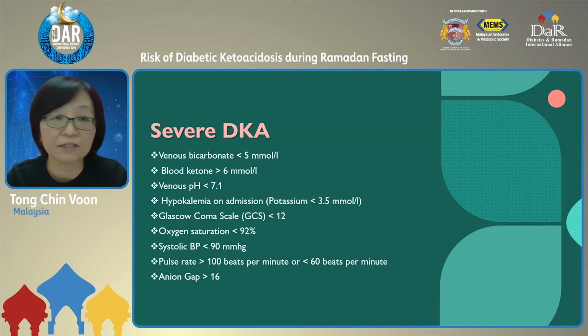This includes venous bicarbonate less than 5, or venous pH less than 7.1, a high blood ketone of more than 6, hypokalemia on admission, because we know that the intravenous insulin infusion that we give for treatment will cause the potassium to go lower. So if you start off with a low potassium, that would be a danger sign. Other signs include a low GCS, less than 12, oxygen saturation less than 92%, hypotension, tachycardia or bradycardia, or an anion gap of more than 16.